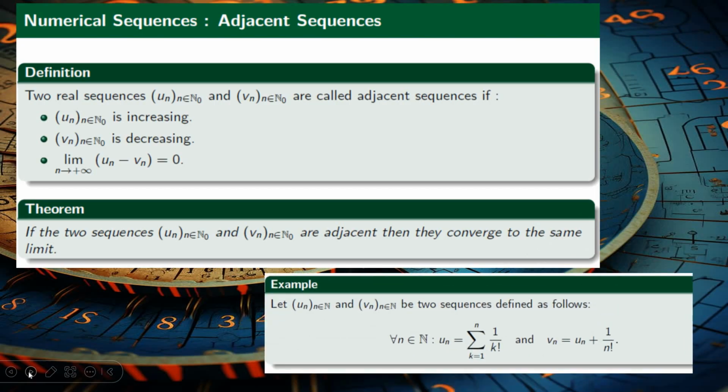So we have the following example. These two sequences un and vn are adjacent sequences. Why? Because un is increasing and vn is decreasing, and the limit of un minus vn when n tends to plus infinity equals 0.